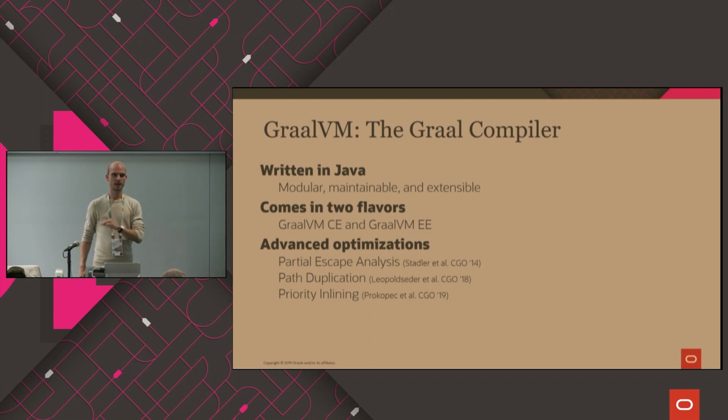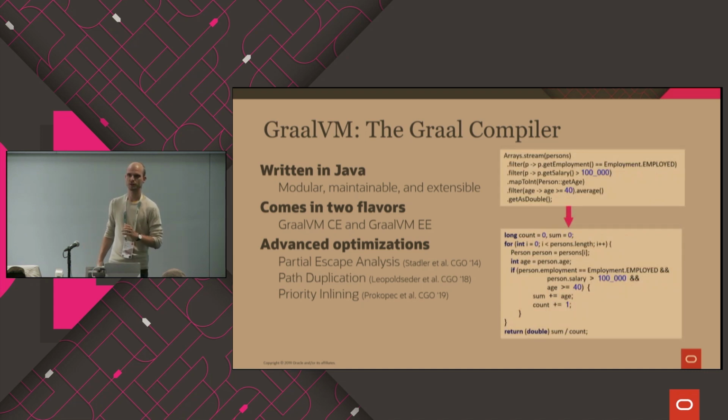And some of the advanced optimizations in the Graal compiler that are relevant for the performance GraalVM gives you are partial escape analysis, where we understand that some objects never escape from a certain code path, so they don't actually need to be allocated. Path duplication, where we try to specialize code paths by duplicating them for your specific workloads, and inlining, very, very sophisticated inlining strategies.